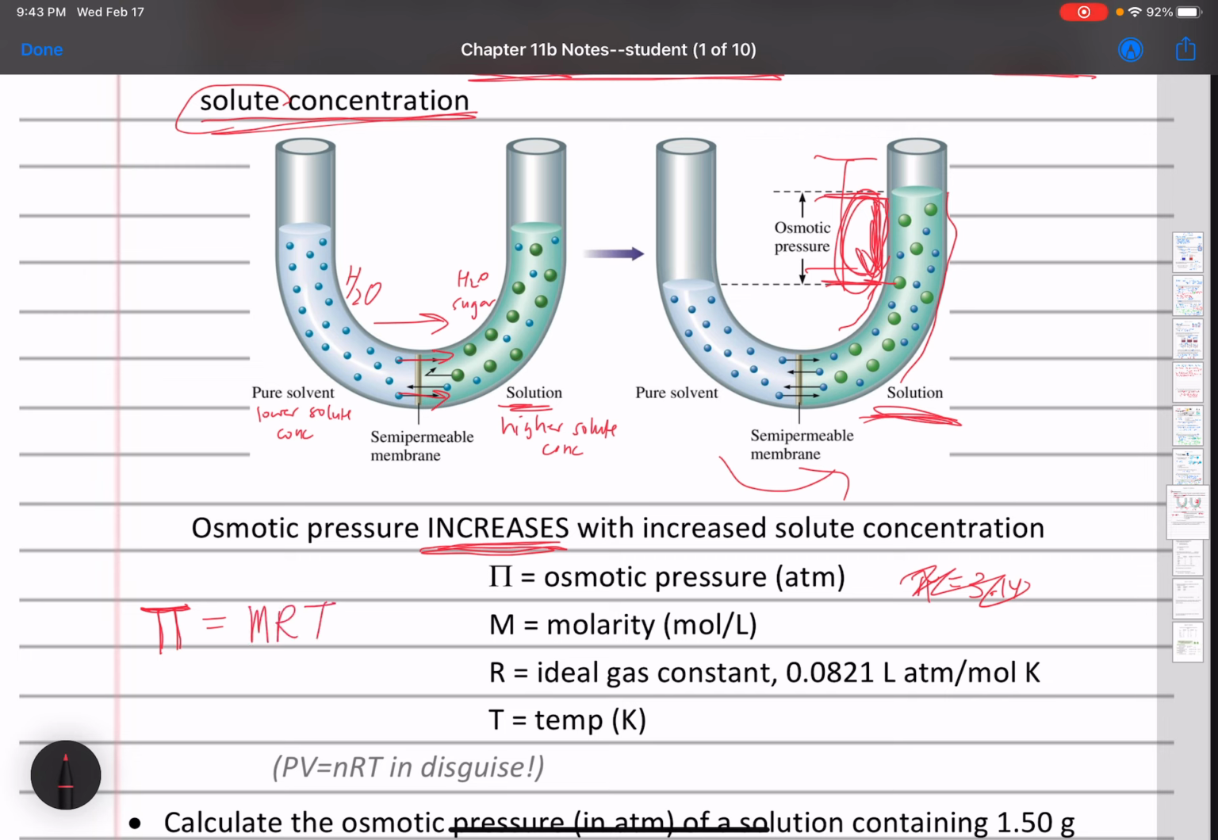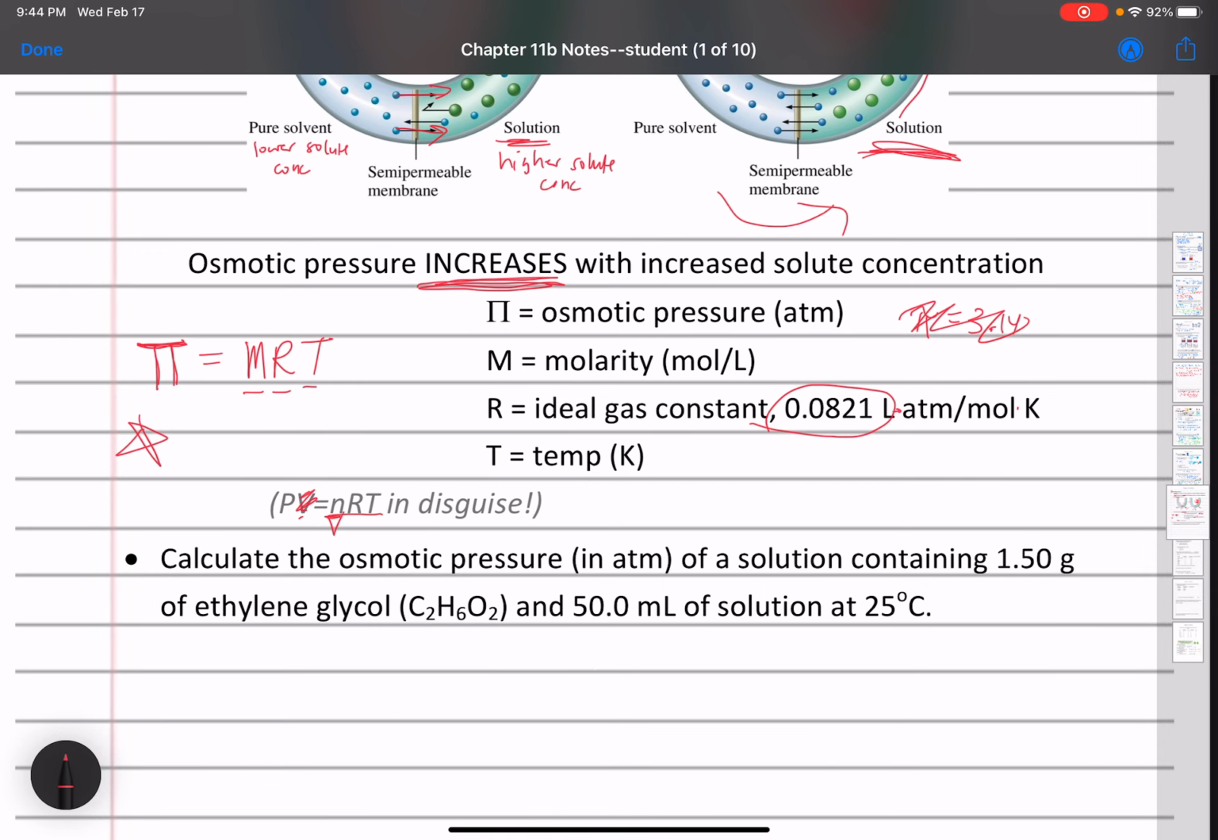Pi equals MRT, or osmotic pressure equals the molarity times the ideal gas constant, 0.0821 liter atmospheres per mole Kelvin, times the temperature. Notice, guys, if we replace that pi with a P, what we really have is PV equals nRT in disguise, because molarity is moles per volume. If we move the volume down here, this is basically just PV equals nRT. We're using gas laws here. Osmotic pressure is just PV equals nRT.